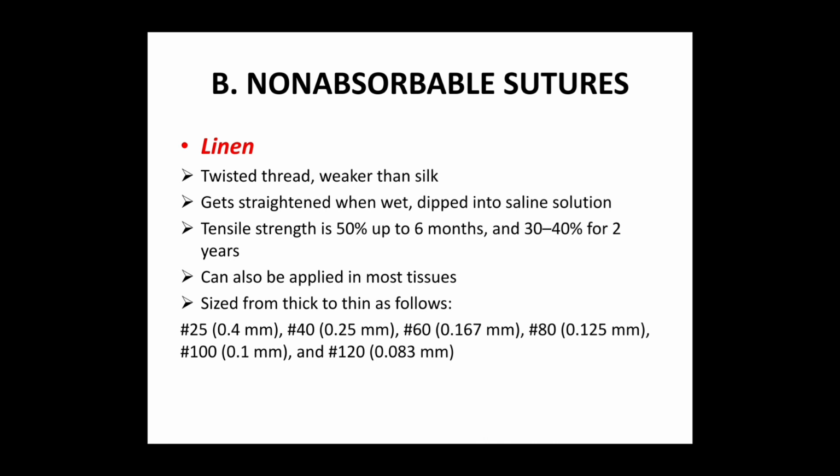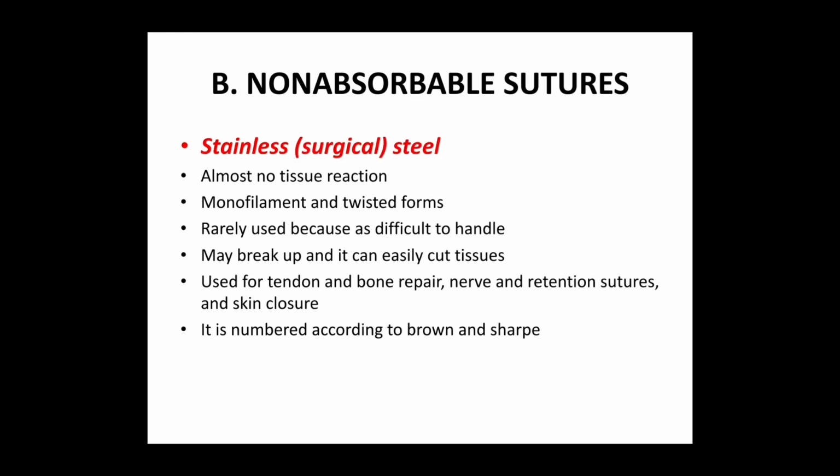Then the second one is linen, which is a twisted thread, weaker than silk. It is usually in a coiled form, and gets straightened when wet or dipped into saline solution. The tensile strength is 50% up to 6 months or 30 to 40% over 2 years. It can be applied in most tissues, sized from thick to thin as follows: number 25 is 0.4 millimeter, up to number 120, which is 0.083 millimeter.